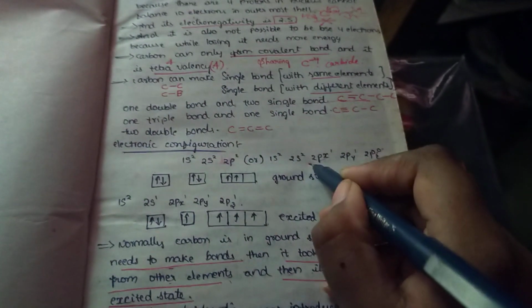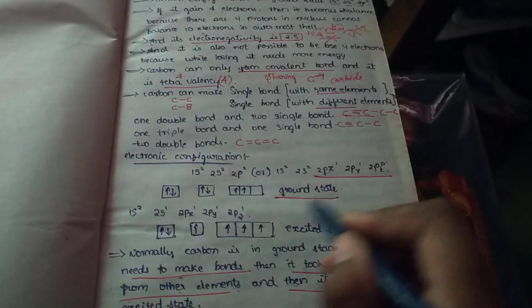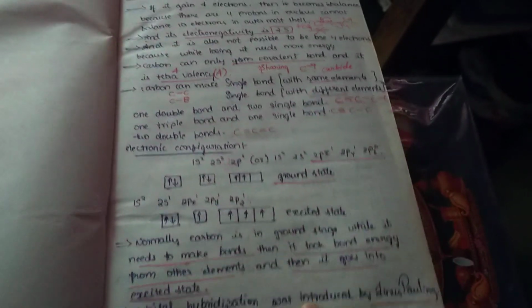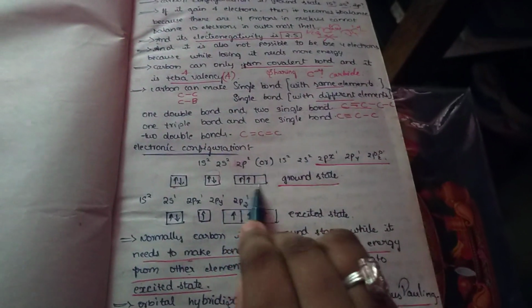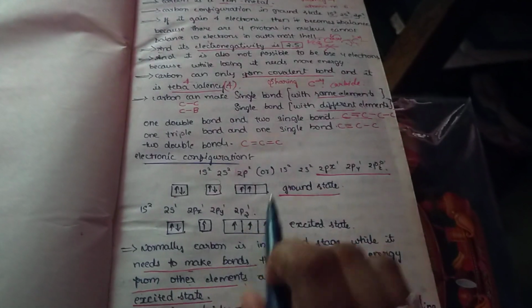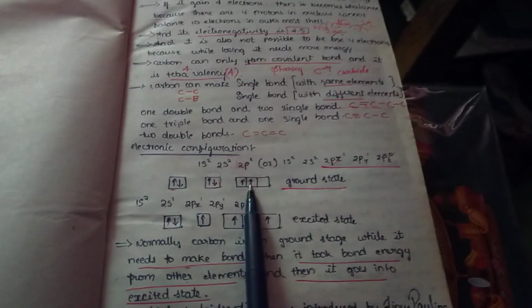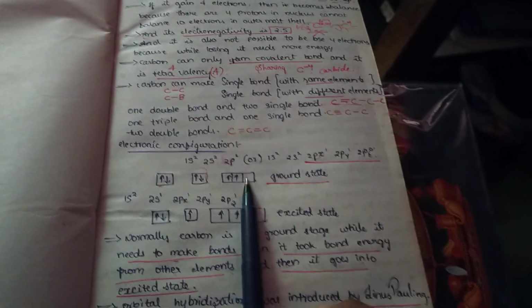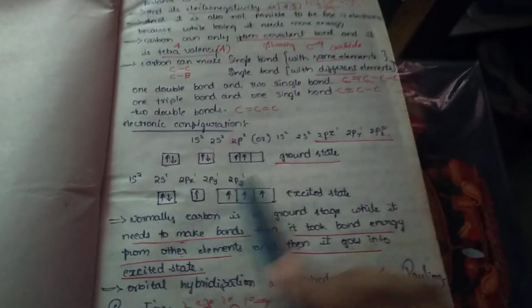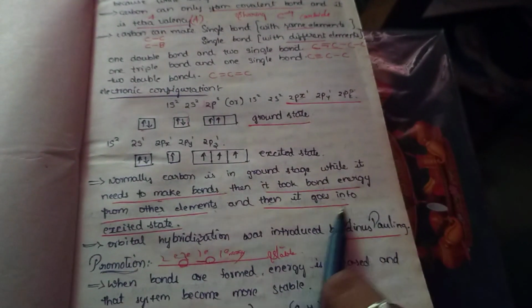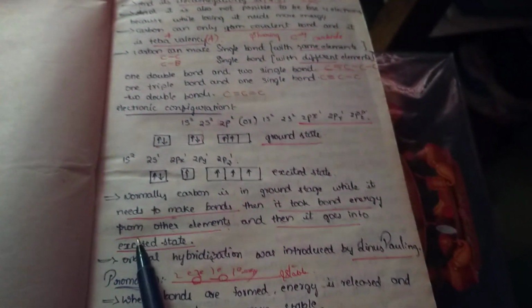This is the excited state and this is the ground state, represented by these arrows. It means it completed one shell and is going to the next. This follows the Pauli exclusion principle: electrons pair up only after each orbital has one electron. This is also in the ground state, and next is the excited state with this structure. Normally carbon is in the ground state. When it needs to make bonds, it takes bond energy from other elements and goes to the excited state. It needs to be understood.